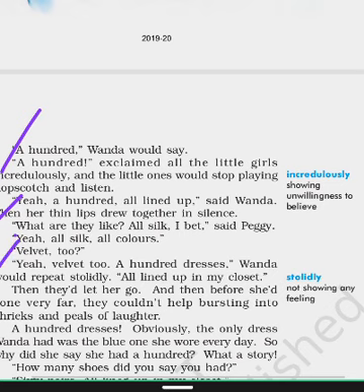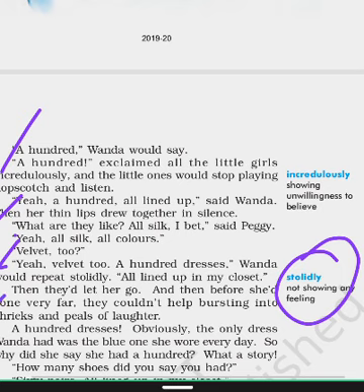Then Peggy asks her, "Velvet too?" They are also made of velvet. Velvet means furry. Then Wanda answers, "Yeah, velvet too. A hundred dresses," Wanda would repeat stolidly, "all lined up in my closet." Stolidly means without showing any feelings. She is saying that yeah, there are some velvet dresses too, and 100 dresses, and all are lined up in my closet.